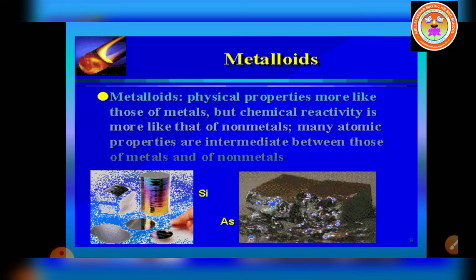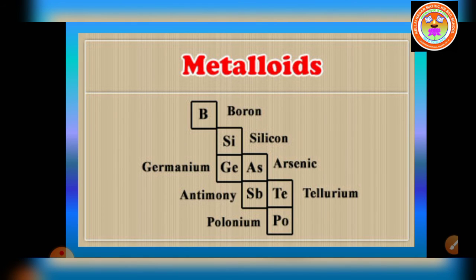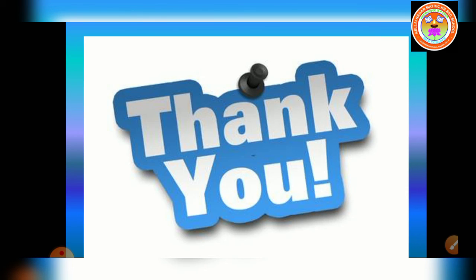Children, next we move on to metalloids. Children, what are metalloids? Elements which have the properties of both metals and non-metals are called metalloids. For example, boron, silicon, arsenic, tellurium, germanium, antimony, polonium. These are the examples of metalloids.